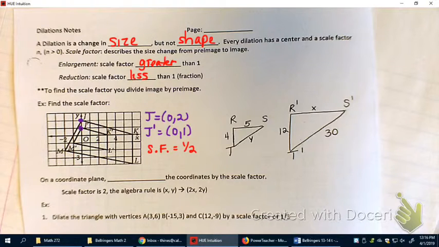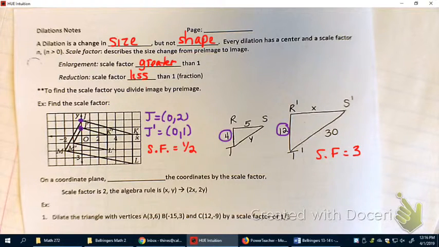So it might not be drawn on a coordinate plane. It might just be two triangles. Okay? First of all, we need to find the scale factor. And after we find the scale factor, it looks like we're going to be finding x and y. Okay? So let's start with these two right here. What do I multiply 4 by to get to 12? 3. That means that the scale factor is 3.